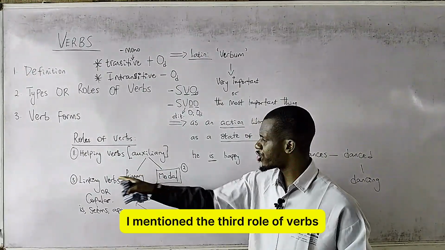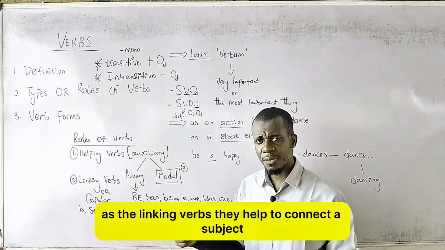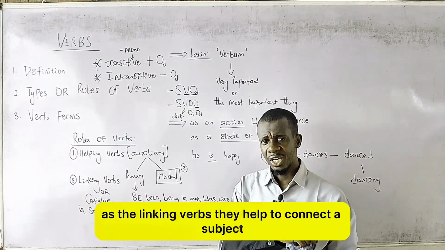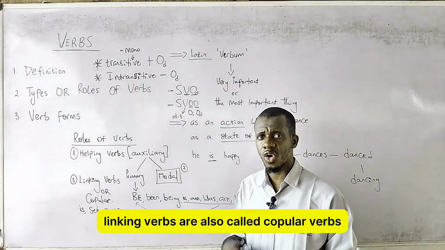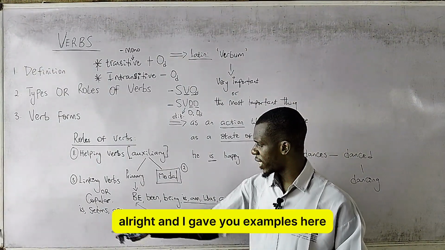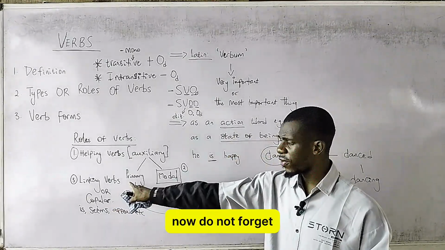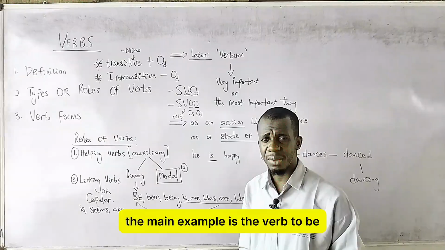I mentioned the third role of verbs as the linking verbs. They help to connect a subject to its complement. And I told you linking verbs are also called copular verbs. And I gave you examples here. Now, do not forget, I mentioned that the primary auxiliary verb, the main example is the verb to be.